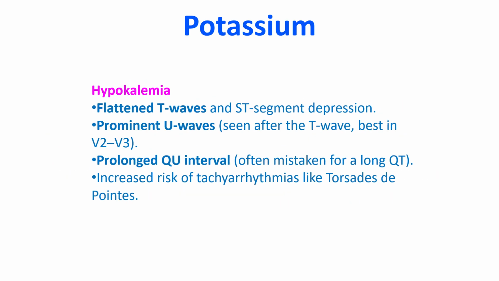In hypokalemia, flattened T waves and ST depression can occur. Prominent U waves are seen after the T waves, best in V2 and V3. There is a prolonged QU interval, often mistaken for a long QT. And there is increased risk of tachyarrhythmias like torsades de pointes.